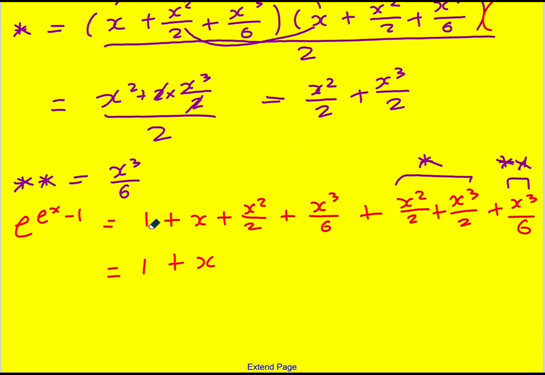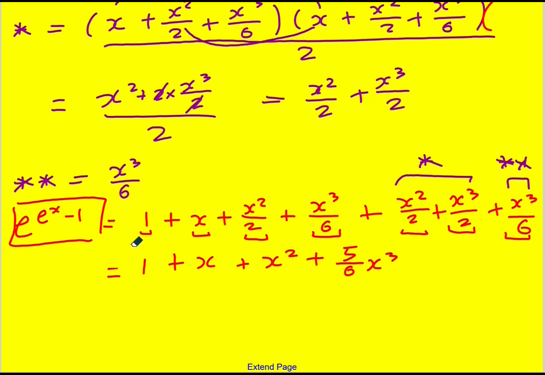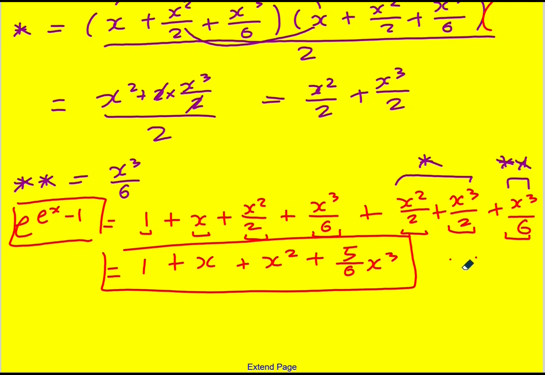1 plus x, dealt with those. Then I've got x squared over 2, another x squared over 2, that gives me x squared. Oh, so I'm just going to get x squared here. And then x cubed over 6 plus x cubed over 6, that's x cubed. Actually, let's put it all over a common denominator. So this one here would become 3x squared over 6, which means I'm going to get 5x cubed over 6, 5 over 6, x cubed. That is my answer for the Maclaurin series of e to the x minus 1.